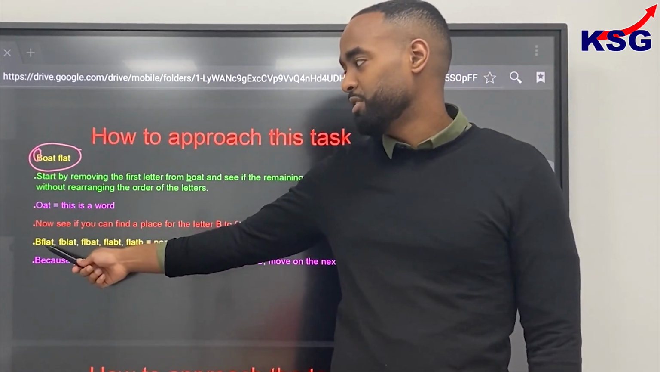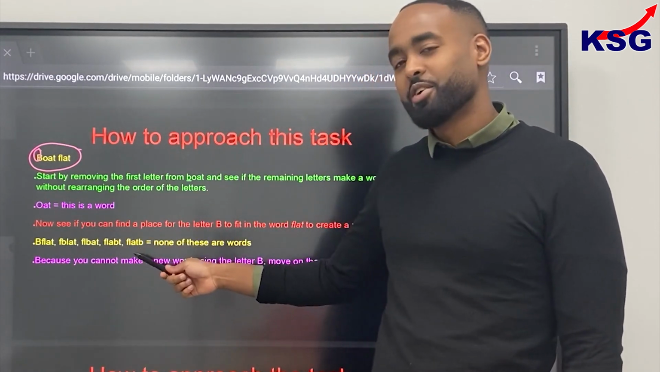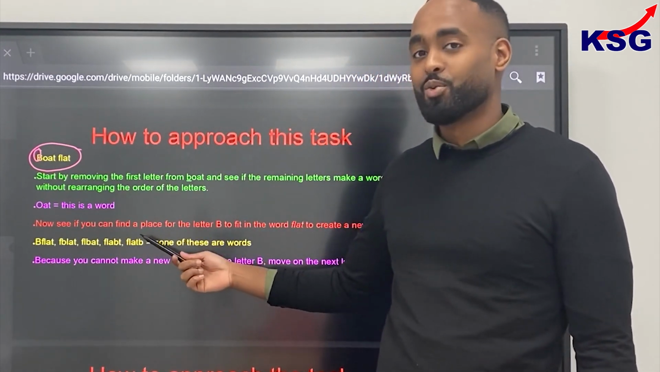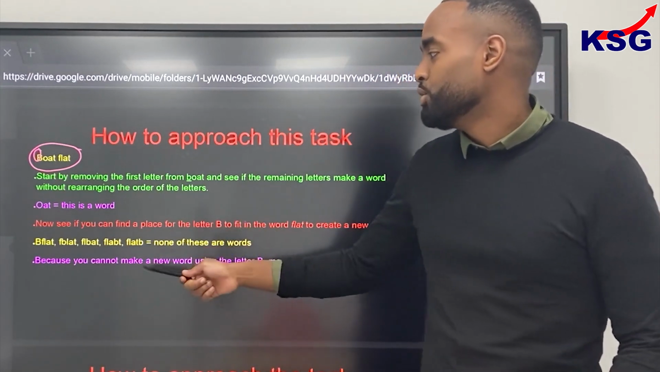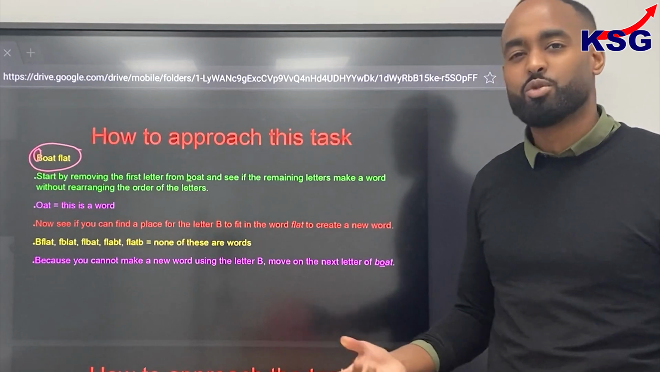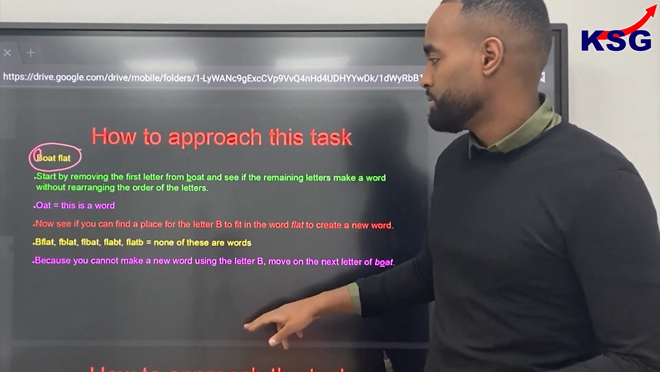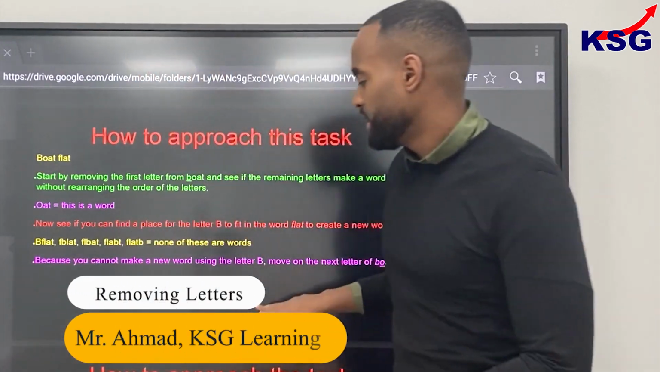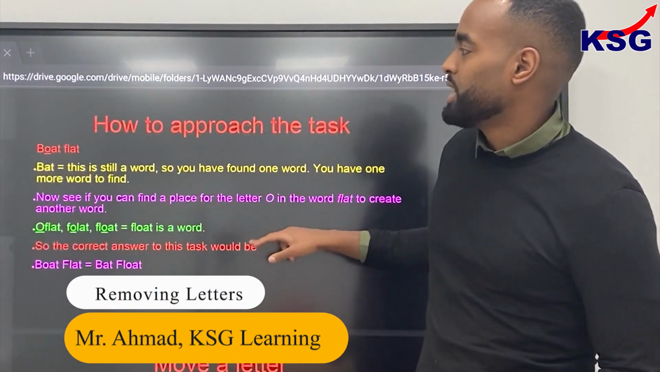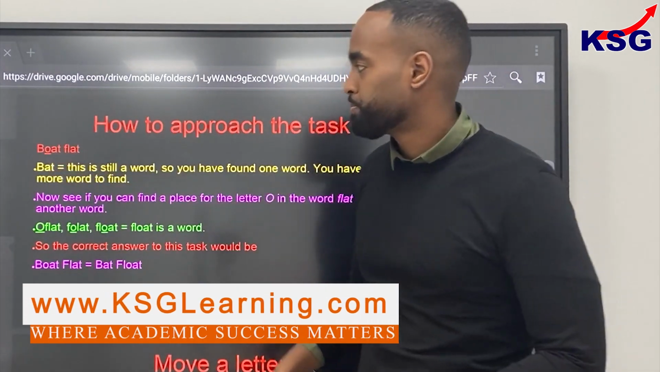You'd be left with B flat, flat, all words that would be very difficult to pronounce, and they're obviously not words. So because you cannot make a new word using the letter B, you'd obviously know that it's time to move on to the next letter. So in that case, what we would do is we would then move on to the letter O. So that's the next letter in the word boat.